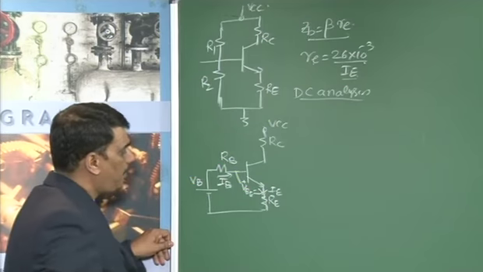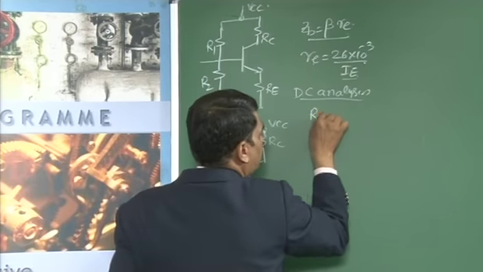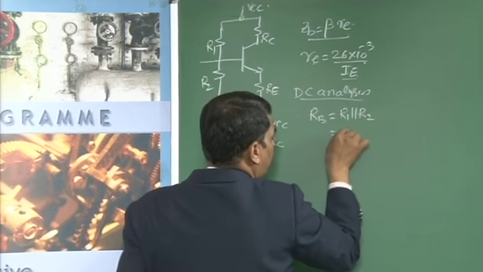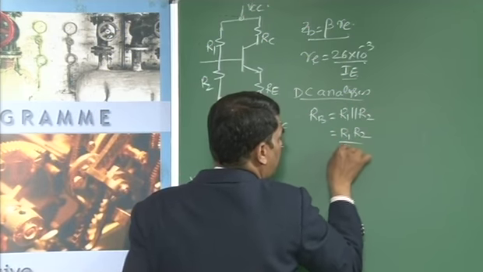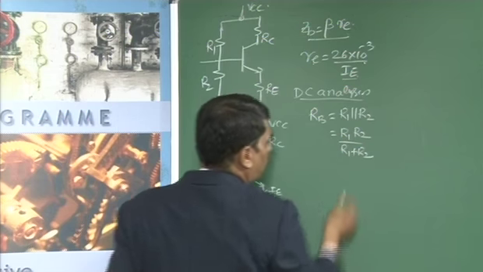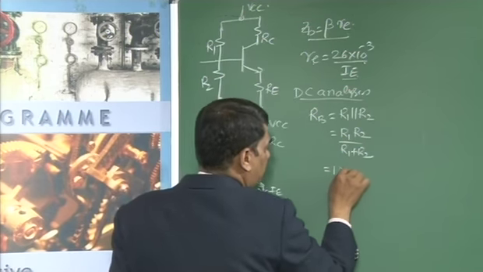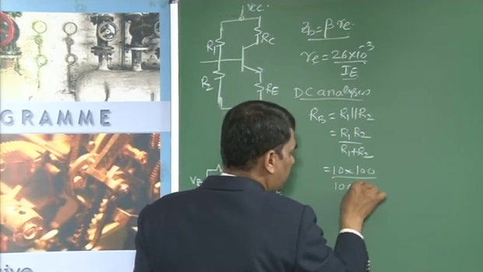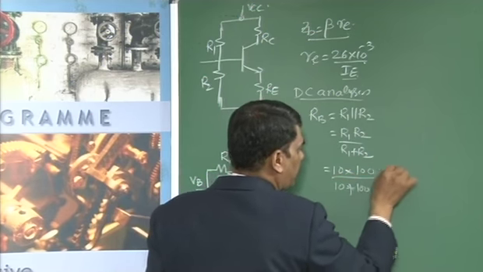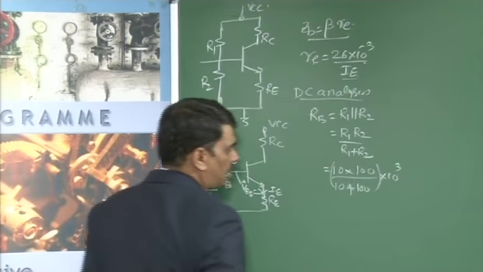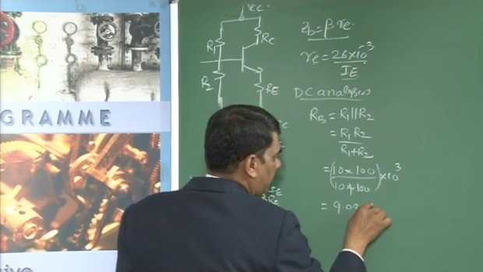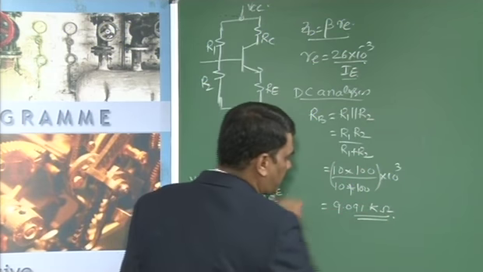To determine the emitter current, we apply KVL to this circuit, and we have to determine the value of base current IB, where RB is given by R1 in parallel with R2. This is equal to R1 R2 divided by R1 plus R2. This is equal to 10 into 100 divided by 10 plus 100, into 10 to the power of 3. This value is approximately equal to 9.091 kilo ohms.